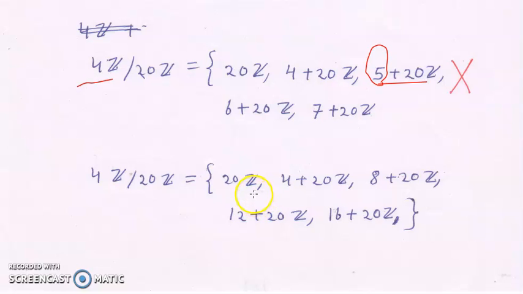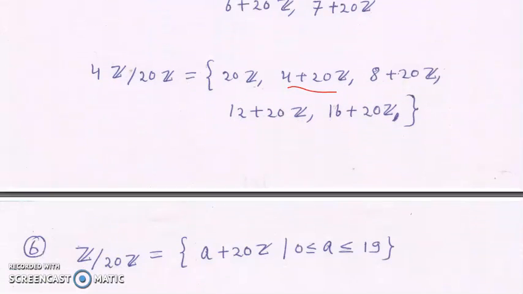Now if you take 4 into 6 plus 20Z, then 6 and 1 have a difference of 5, so it will be the same as 4 plus 20Z. So you will not get any more cosets now. So 4Z upon 20Z will have these 5 cosets. Now come to another example.